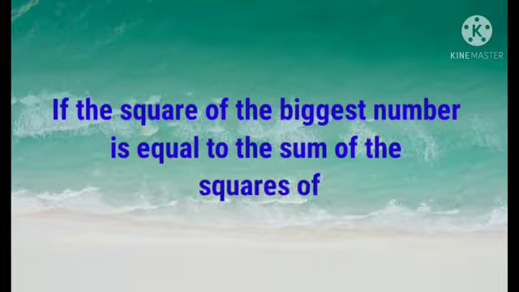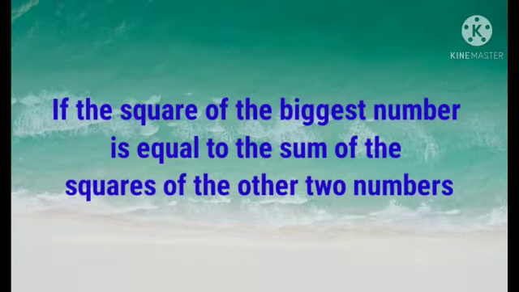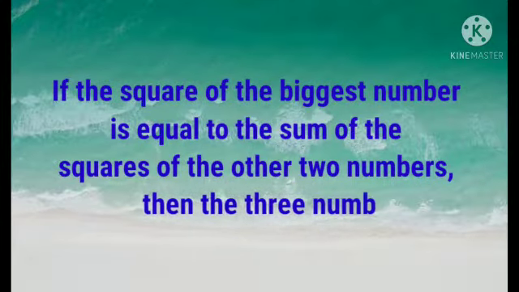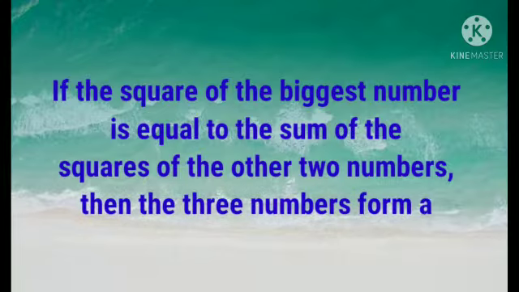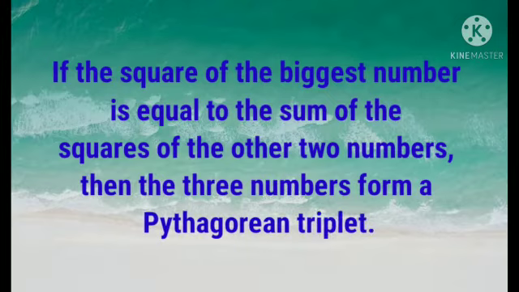You have to prove that the square of the biggest number is equal to the sum of the squares of the other two numbers. Clear? You have to find out whether the square of the biggest number is equal to the sum of the squares of the remaining two sides or not. Understood? If it is equal, it means the given numbers are Pythagorean triplets. Clear? We will see this in your practice set, how you will find out Pythagorean triplets.